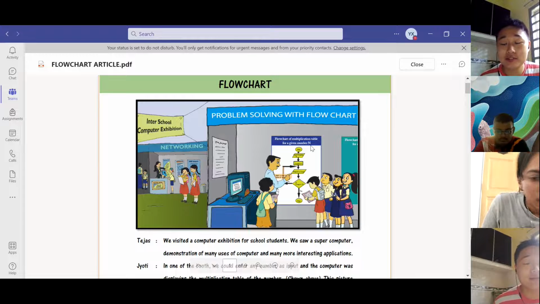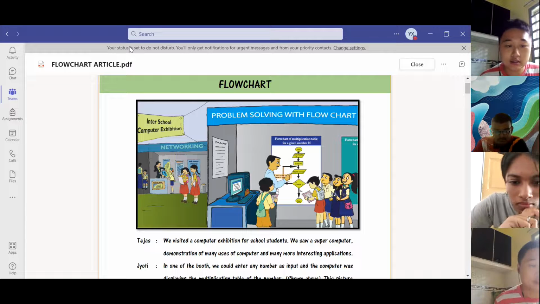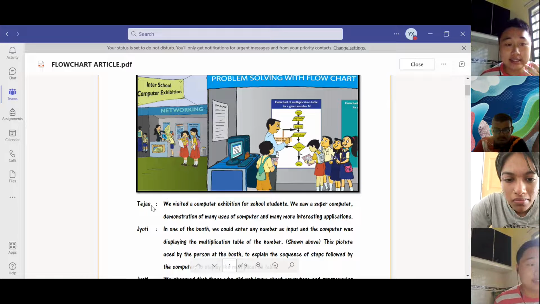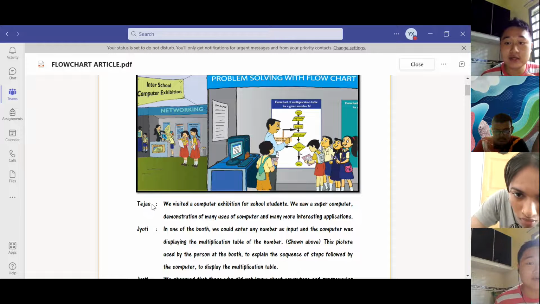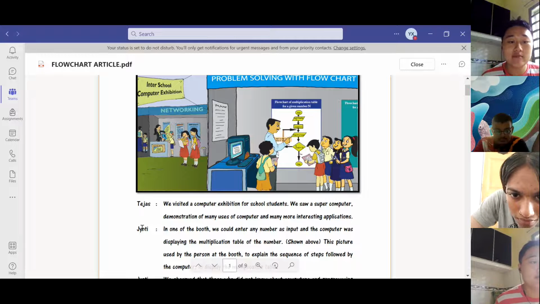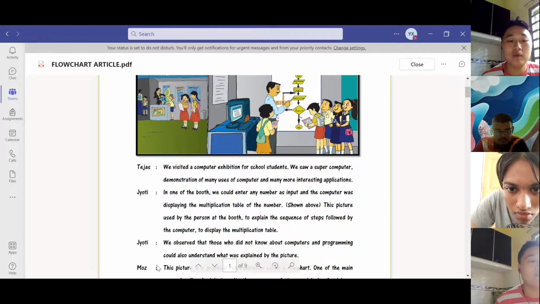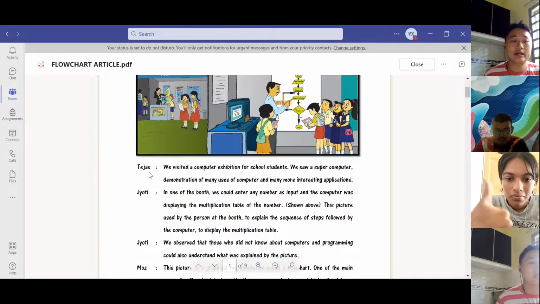Right now we are going to do a role play exercise of the flowchart, and we're going to elaborate about this flowchart topic. Adrian is taking the role of Tejas, Vipha is taking the role of Jyoti, and me, Sam, is going to take the role of Moss. So we'll start now.